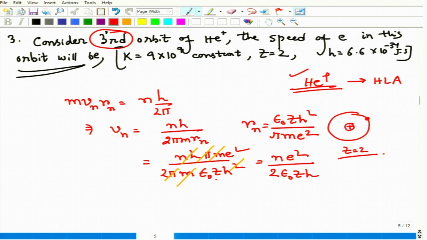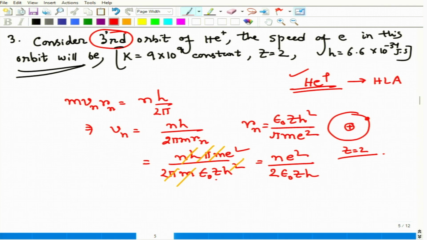Something like this. Now directly you can put n equals 3, e is the charge of the electron, epsilon naught, Z, h. But that is very difficult actually, because these values are not provided. Epsilon naught you don't know, e you don't know, you may remember them, but the values are not provided here. So we have to do it in a different way. How can you do that?